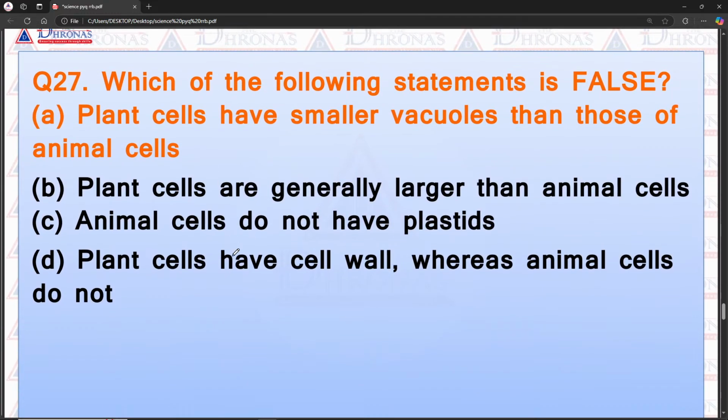Next one is 27. Which of the following statements is false? Option A, plant cells have smaller vacuoles than those of animal cells. Option B, plant cells are generally larger than animal cells. Option C, animal cells do not have plastids. Option D, plant cells have cell wall, whereas animal cells do not. So आपसे पूछा गया है कौन सा false है, ठीक है? So plant cells have smaller vacuoles than those of animal cells. No.